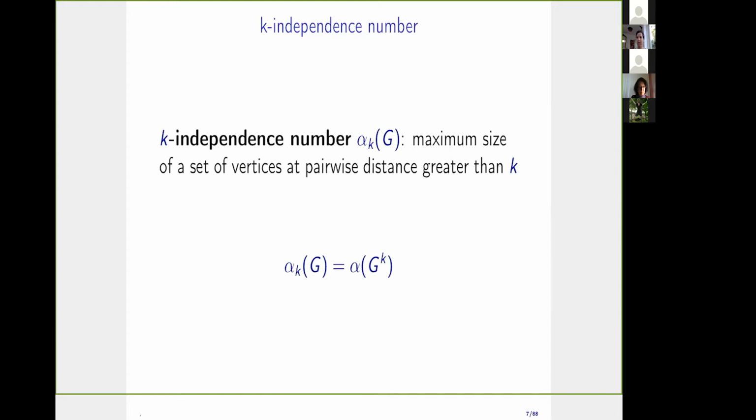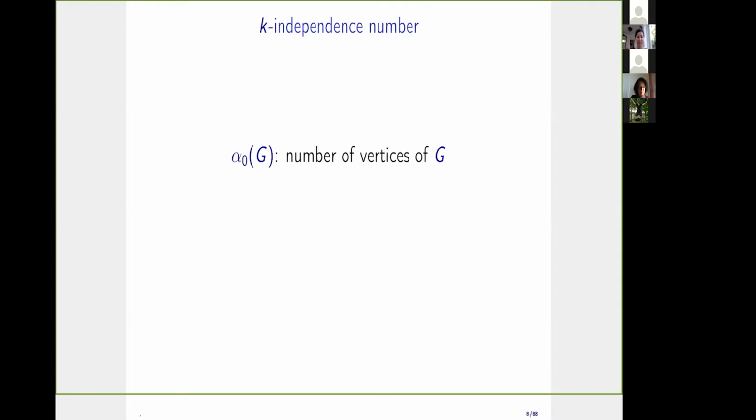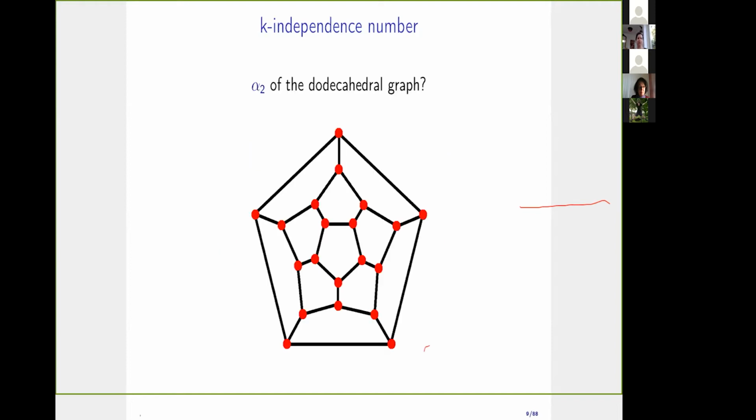There are many things that can be computed very quickly for the k-independence number, but not all, as we will see in this talk. In particular, alpha 0 is just the number of vertices of the graph. Alpha 1 is the independence number of a graph, the classical parameter. So for example, I can ask you, what is the 2-independence number of the dodecahedral graph? In this particular example it is 4. I gave you the solution here.